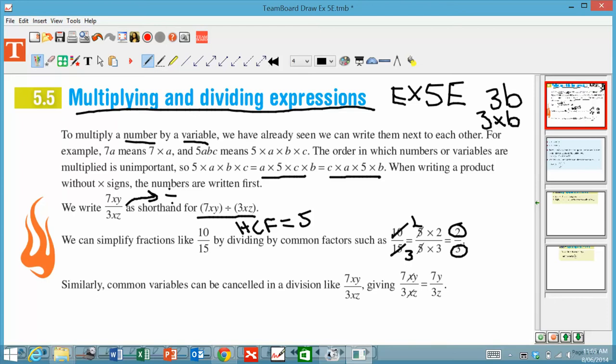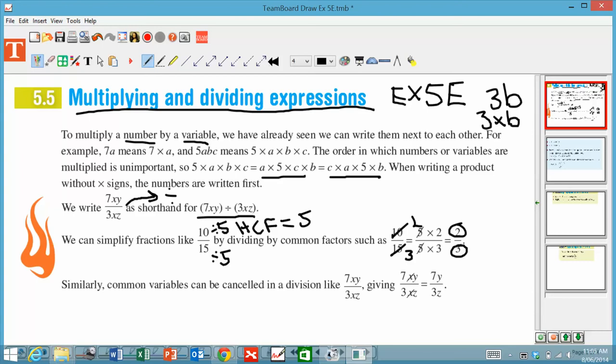Don't worry about what they've done here. I'm not going to go into that. That's probably going to confuse you a little bit. Just keep doing it the way that we have been doing it so far. So dividing the 10 by a highest common factor of 5, and divide the 15 by 5. Whatever you divide the top, you divide the bottom. 10 divided by 5 gives you 2, 15 divided by 5 gives you 3.